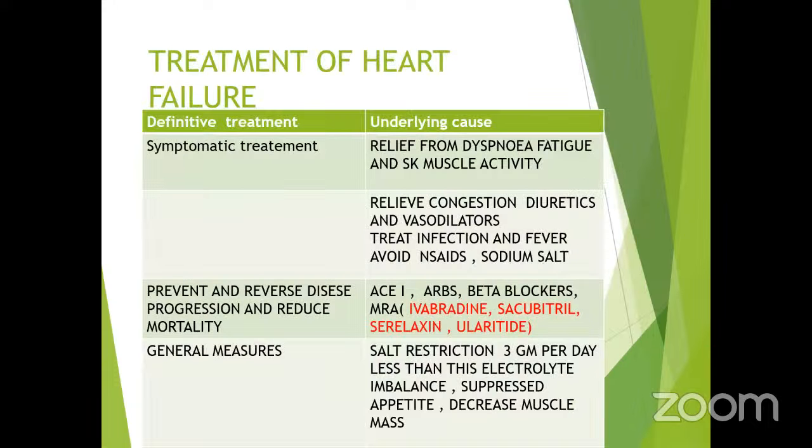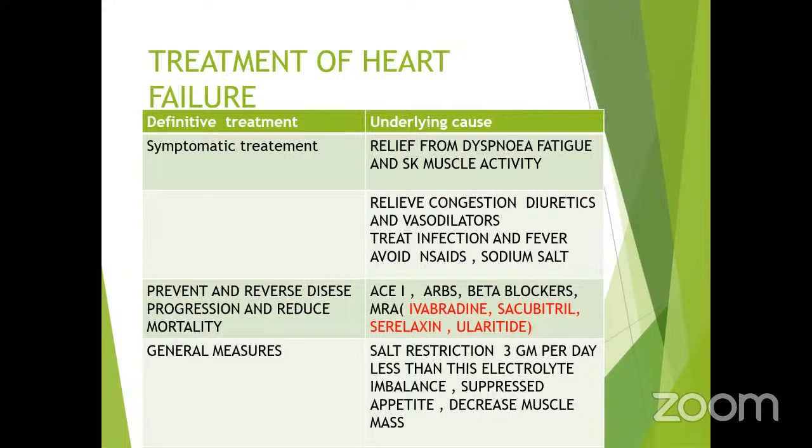So here is the whole thing put in a nutshell, all the slides put together. First, we give symptomatic treatment, then preventive and reversing disease progression and reducing mortality with ACE inhibitors, ARBs, beta blockers, MRA. Later on, add ivabradine, only if the heart rate is more than 100 even after adding metoprolol. Otherwise, do not add. Sacubitril with valsartan is only for resistant cases where symptoms are controlled with these drugs but still there. Then you add sacubitril with valsartan. The newer drugs are serelaxin and ularitide, which are still under trials.